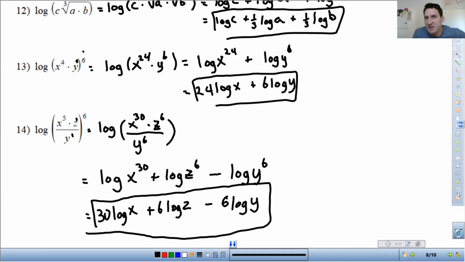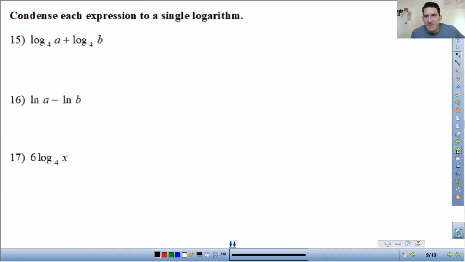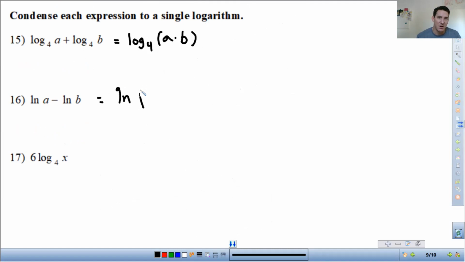All right, so now let's go the other way where we are going to condense. So instead of expanding, we're going to condense it down into one log. Pay attention, notice that the log is a different base than just base 10. So for this, condense it together. So this will be log base 4 of a times b. Condense it down to 1. Subtraction, that means you're going to divide what's in there. And so it's going to be the natural log of a divided by b.